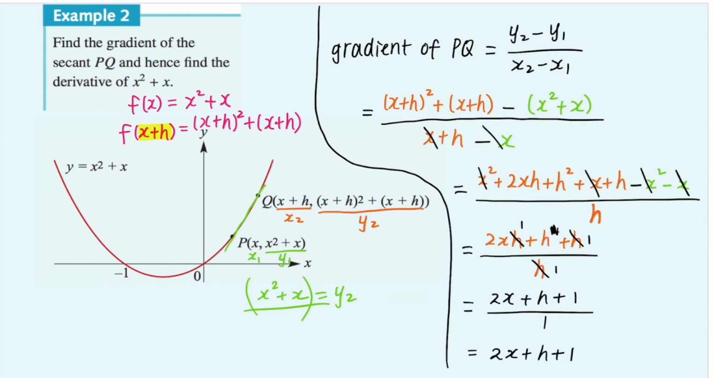Again, to make h as close to 0 as possible, when h approaches 0, the gradient of PQ approaches 2x plus 1. So we can say that the derivative of this equation is 2x plus 1.